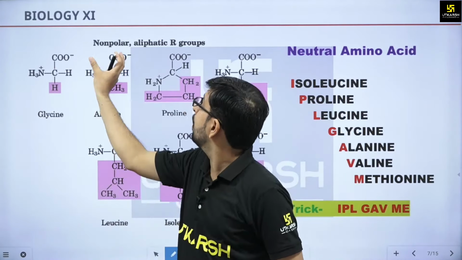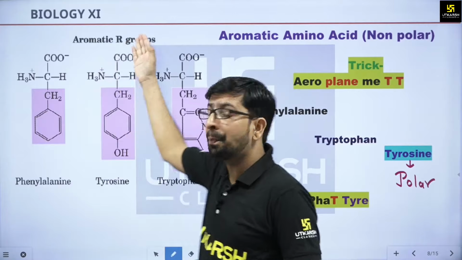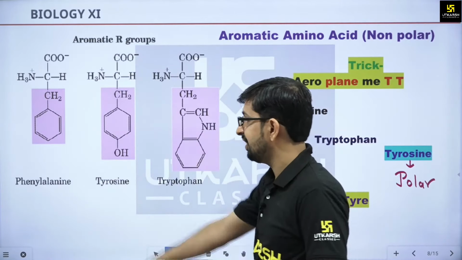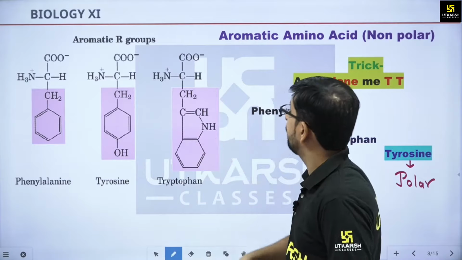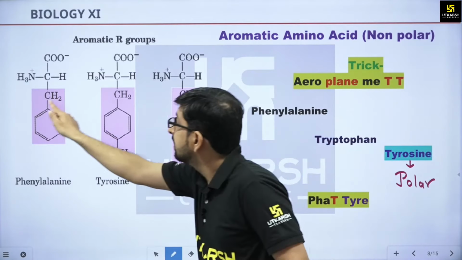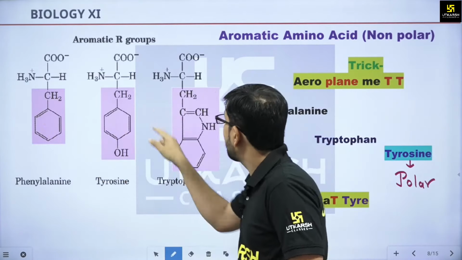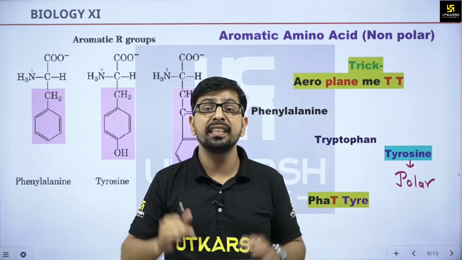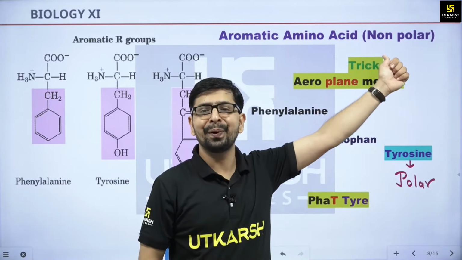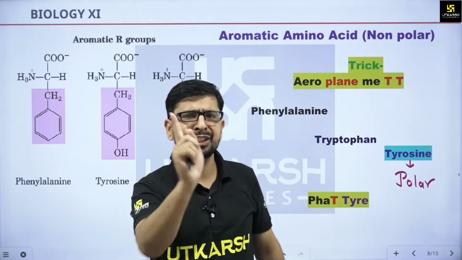Aromatic amino acids are called non-polar. There are three: phenylalanine, tyrosine, tryptophan. Aromatic means they consist of an aromatic ring. Look at the benzene ring. So they are called aromatic amino acids. Aromatic amino acids are mostly non-polar except one, tyrosine. Tyrosine is aromatic but a polar amino acid.